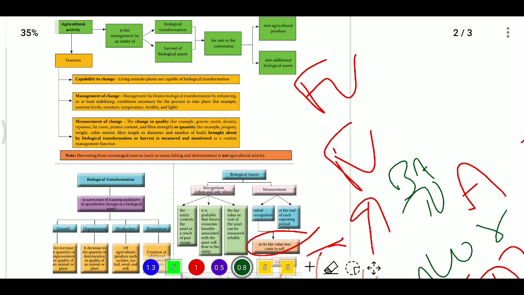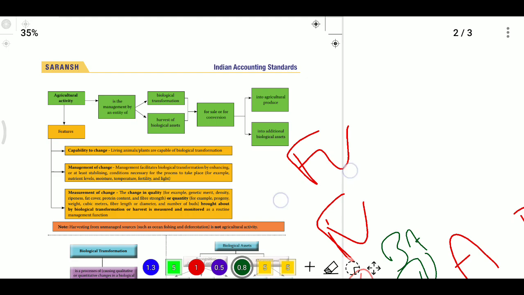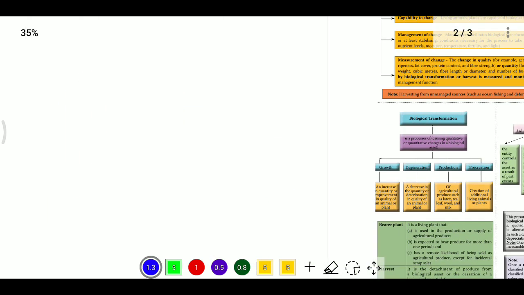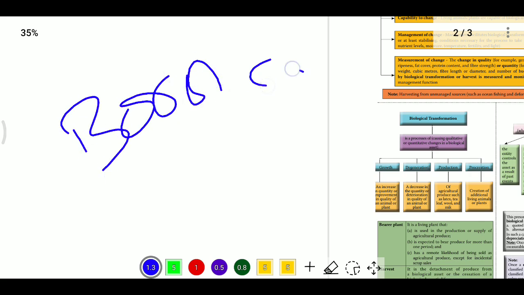For example, recognition of newborn calves. If management is changing capability, agriculture activity or biological transformation happens. For this I will give one example so you will get it clearly. Here we have some newborn calves.